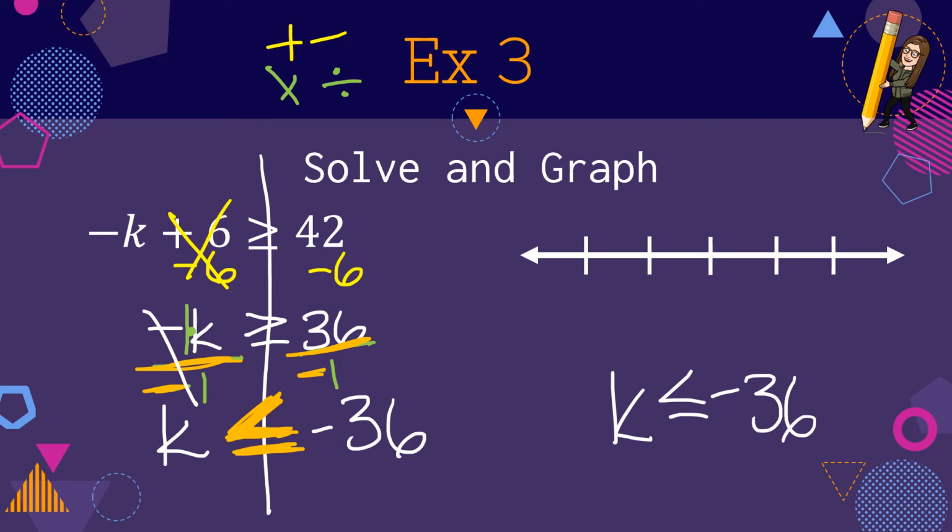Let's graph, create our number line. Negative 36 is the number we're talking about, so we need a number on each side. My circle on negative 36 will be shaded in, solid. It's solid because there is an or equals to line. It says k is less than, so we're going to go to the left.